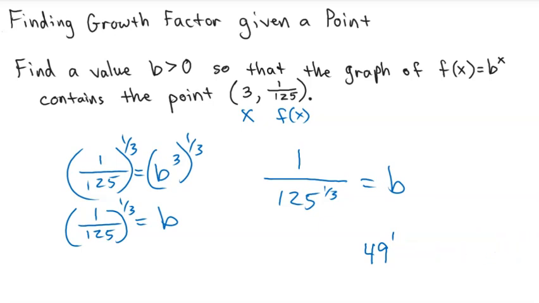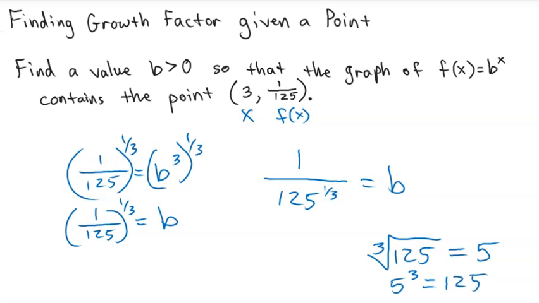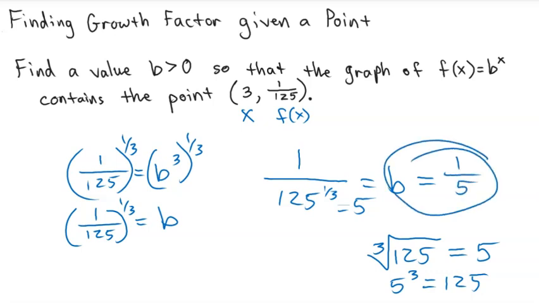And so you might be saying, well, then what does 1/3 power mean? Well, that means cube root. So the cube root of 125, what that's asking is, what number to the 3rd power is equal to 125? Well, we know that's 5. The cube root of 125 is 5 because 5 to the 3rd power is equal to 125. Then that must mean that 125 to the 1/3 power is equal to 5, and that means that b, in this case, is equal to 1/5. And that is our answer.